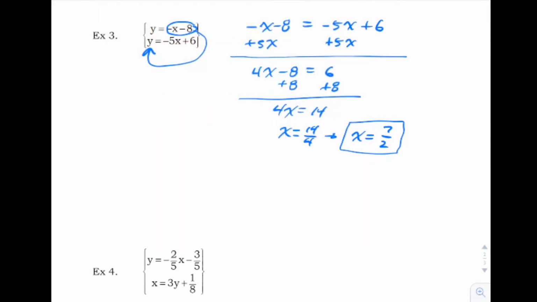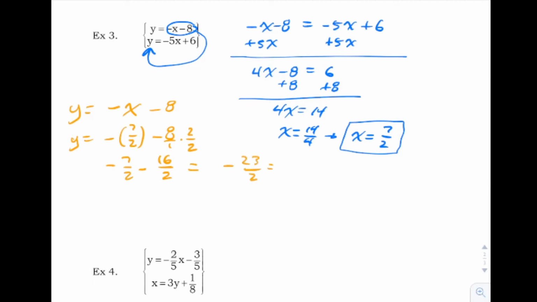Just make sure you get y. You can use either equation, it doesn't matter which one. I might as well use the top equation, it looks a little simpler. Negative x minus 8. So negative, stick my solution for x in, 7 halves, minus 8. So that's a negative 7 halves. 8 would be the same as 16 halves, right? Think of this as 8 over 1, so you double the top and bottom. And so we got y equals negative 23 halves is the y.